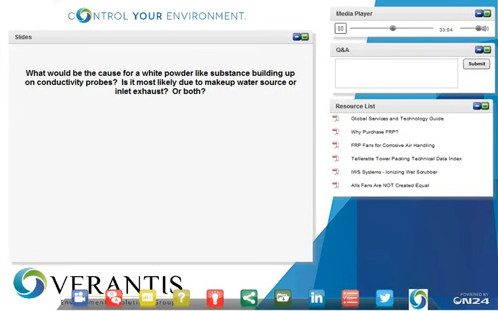What would be the cause for a white powder-like substance building up on conductivity probes? Is it most likely due to makeup water source, or inlet exhaust, or both?